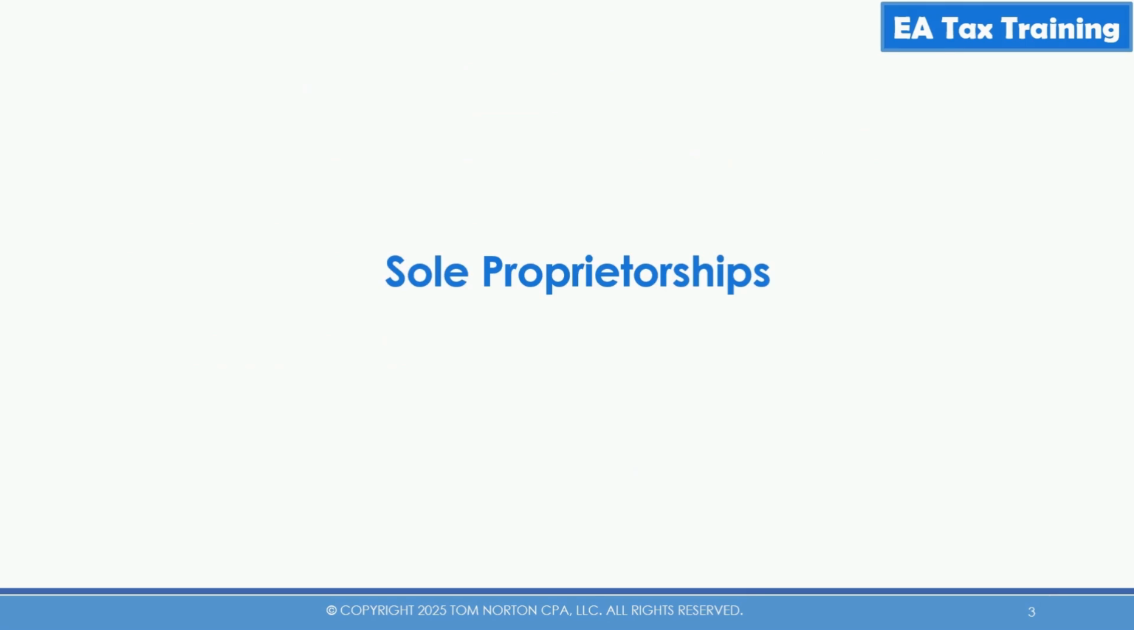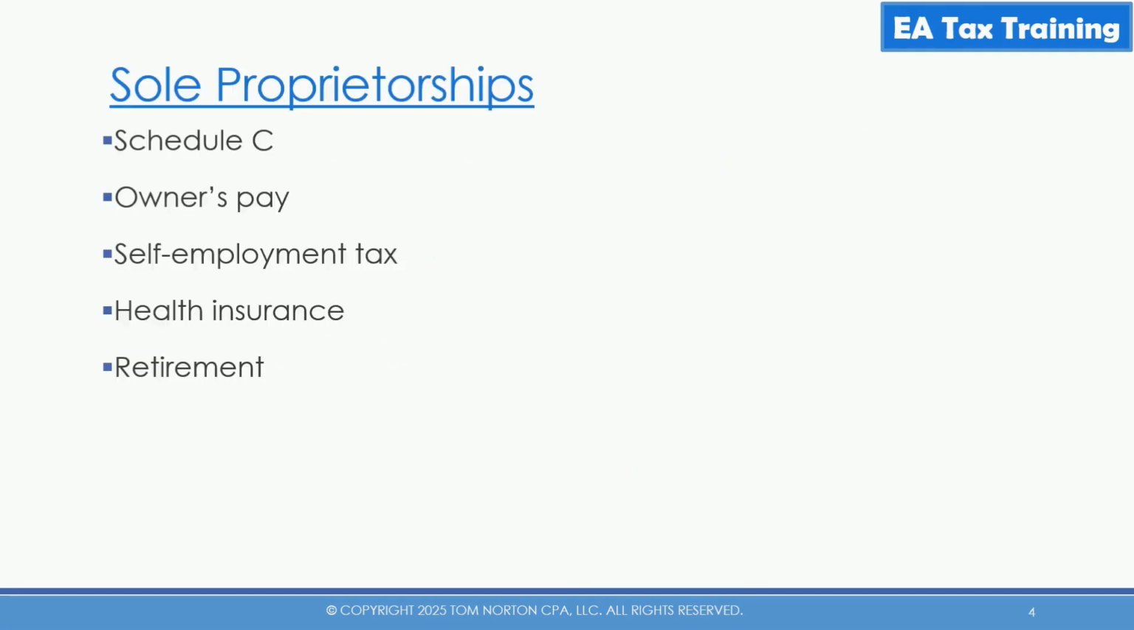So let's get started by discussing sole proprietorships. Specifically, what we will cover is an overview of Schedule C. Then we will talk about owner's pay, then self-employment tax. Then we'll move on to health insurance. And finally, we will talk about retirement.